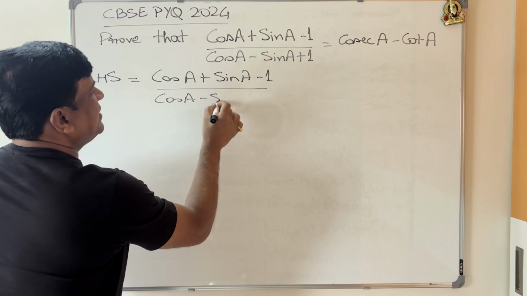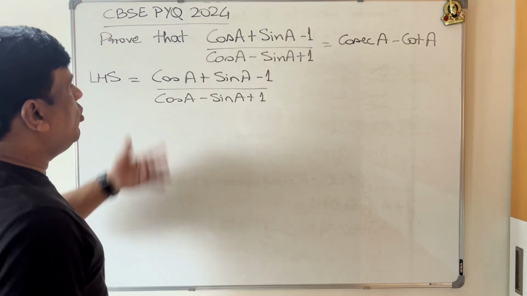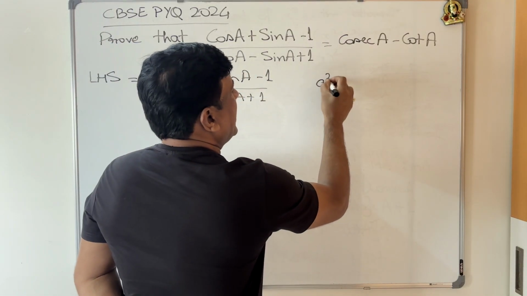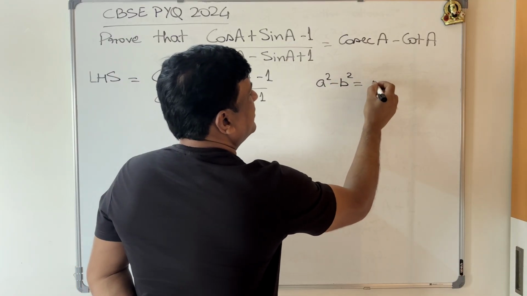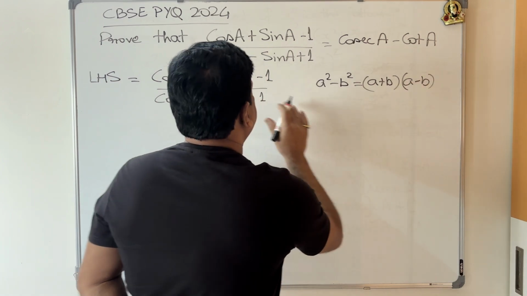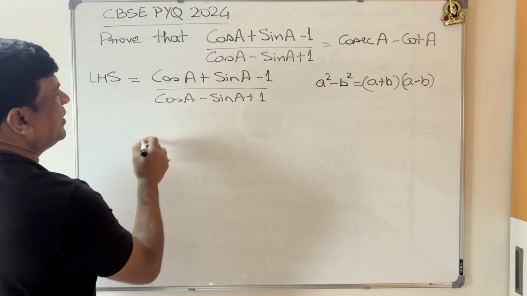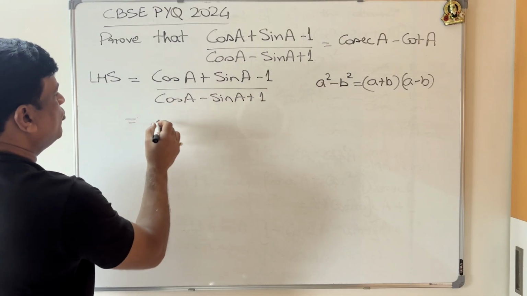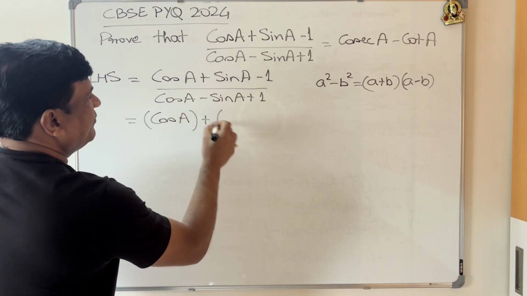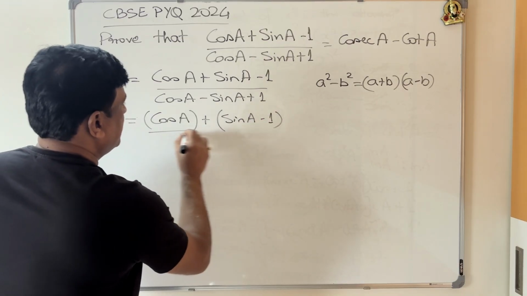Cos A minus sin A plus 1. So we all know that we have this formula: A square minus B square is equal to A plus B times A minus B. I'm going to utilize that formula over here and solve this particular problem. First and foremost, I'm going to group them. So I'll make it cos A, this is one group, the first one, and I'm going to write it as sin A minus 1.